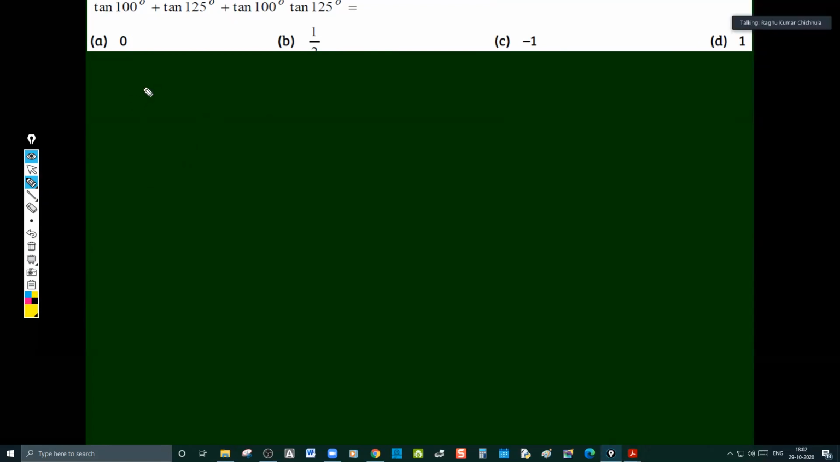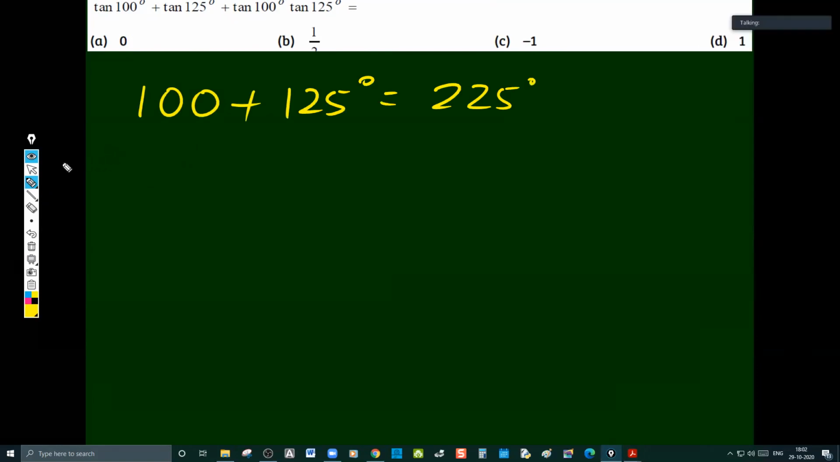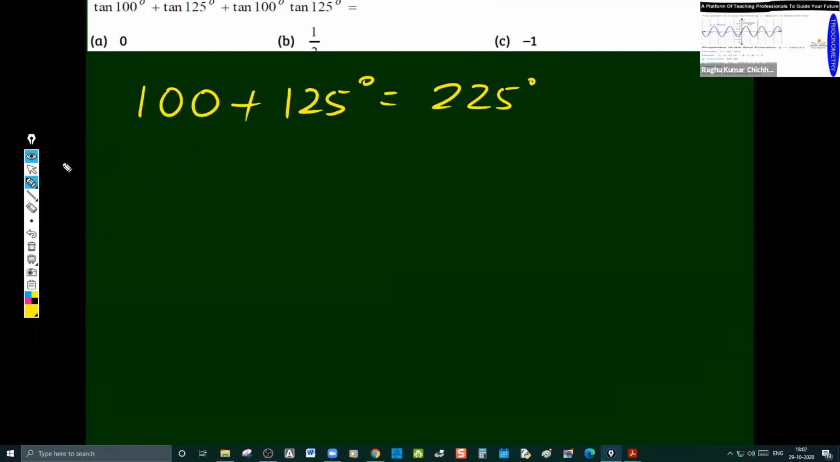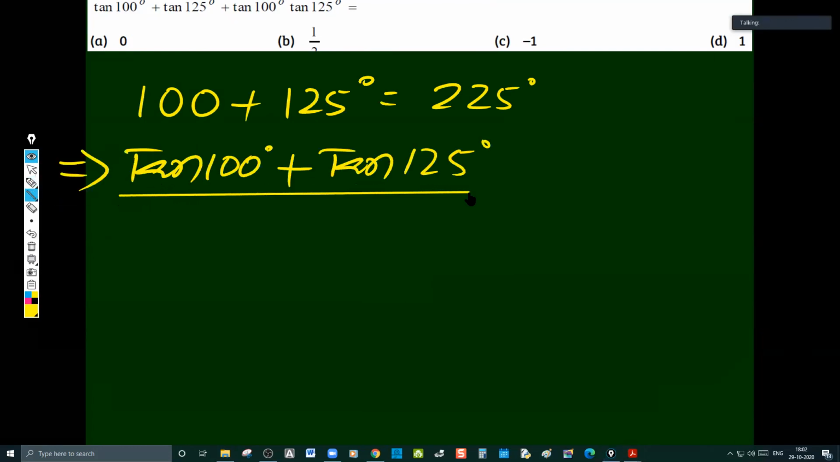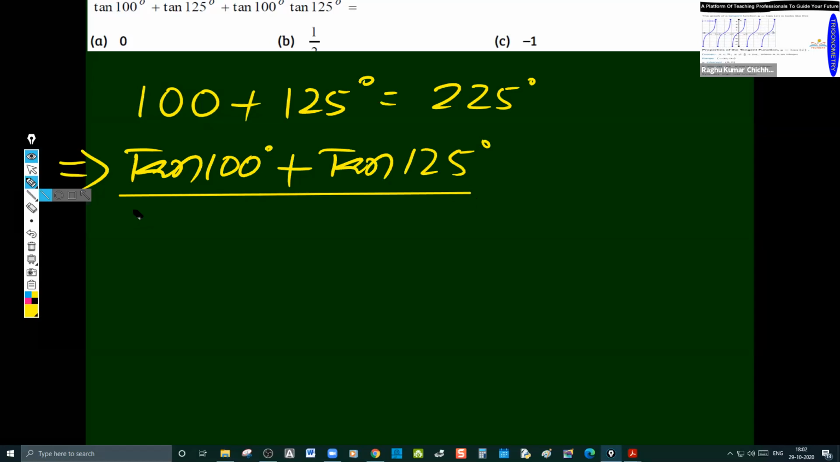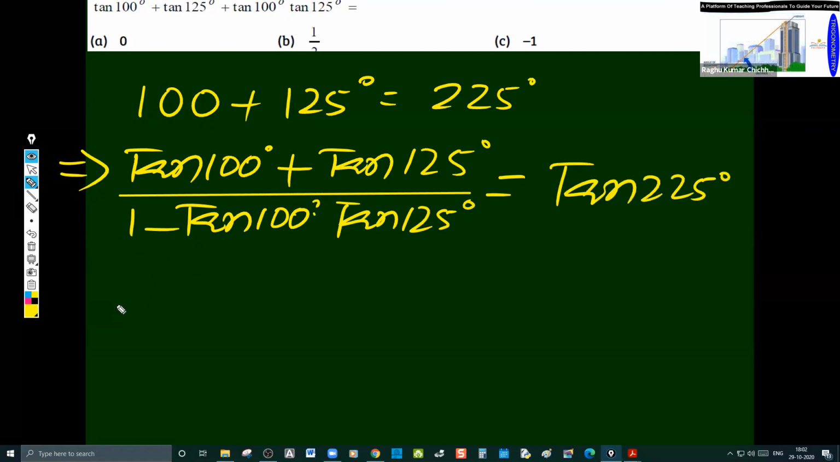100 plus 125 is equal to 225. Apply tan on both sides. Tan A plus tan B upon 1 minus tan A into tan B is equal to tan 225. What is the tan 225 value, please?